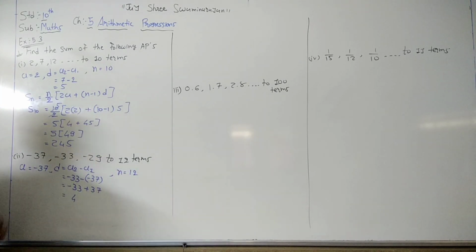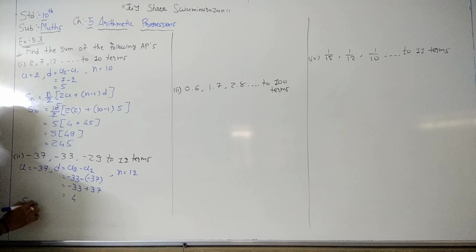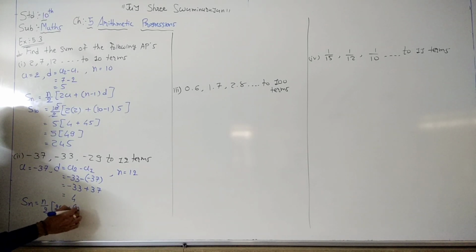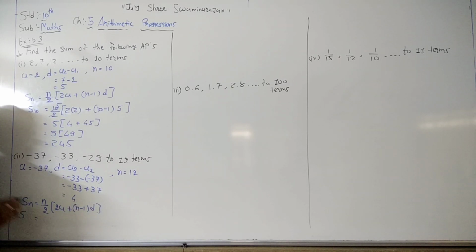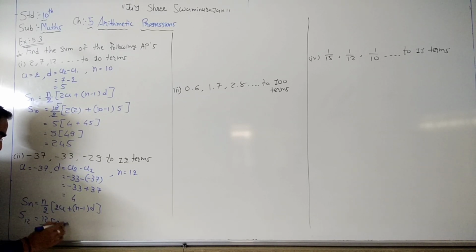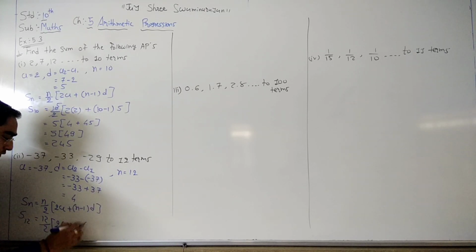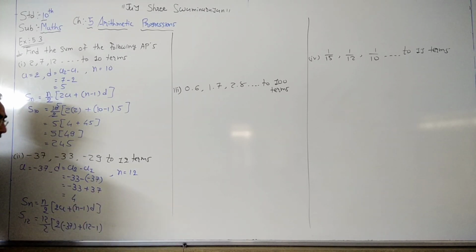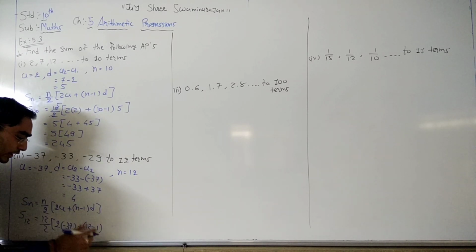Done. Now we need to use the formula of Sn, n by 2 into 2a plus n minus 1 d. In place of n we put 12, so 12 by 2. Now 2a means 2 multiply, in bracket minus 37, plus n minus 1. In place of n, put 12 minus 1, into d, and our d is 4.